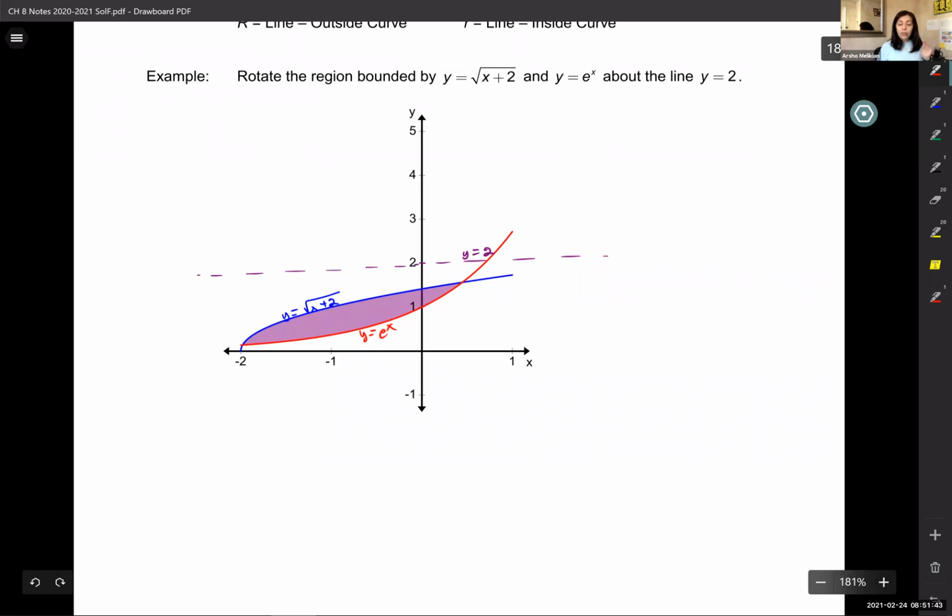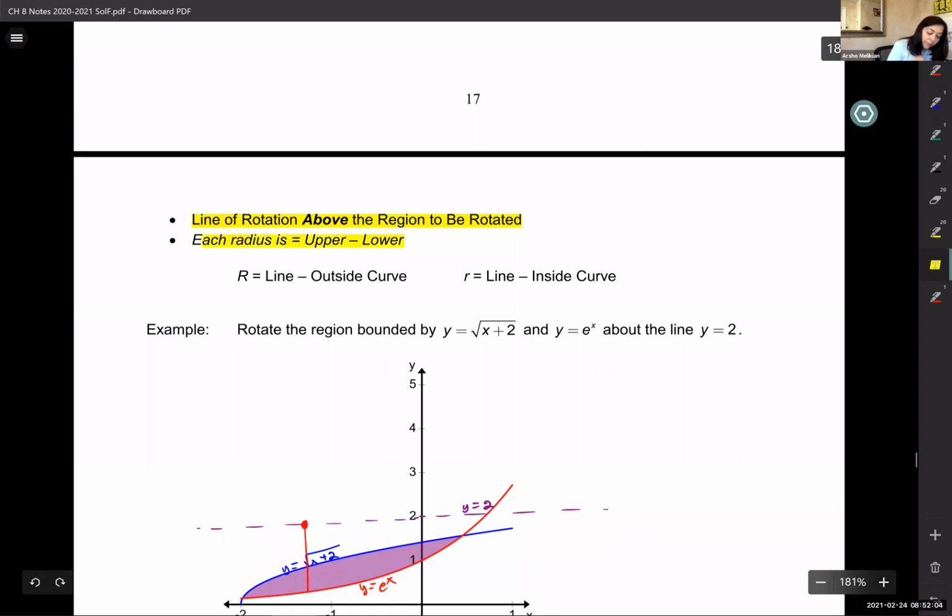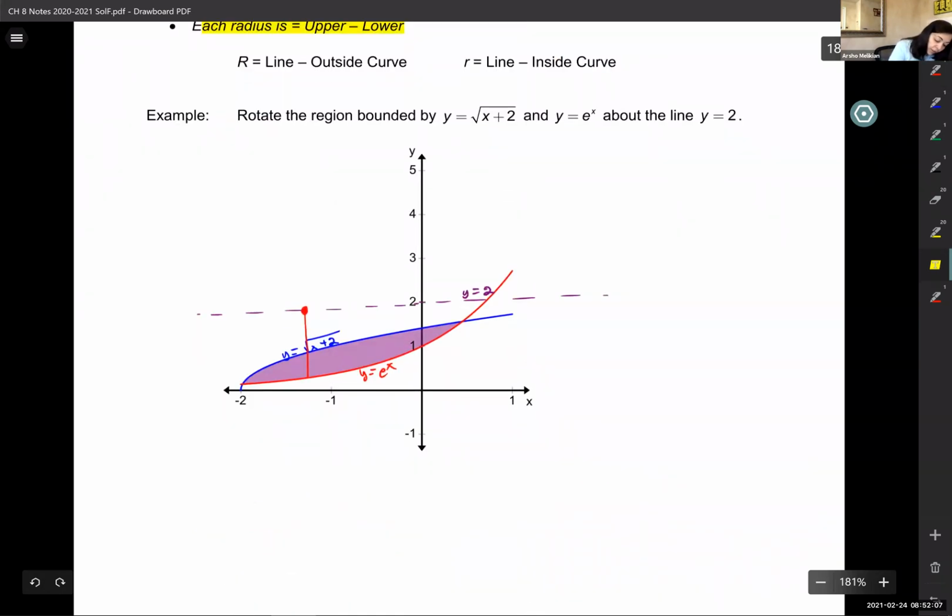What did we say about the radius? It goes from the axis around which it's being rotated, that's this line, out to the farthest curve. Where is the farthest curve? This one. And then it's always the same. I always do upper minus lower. So big R is the upper, y equals 2, minus the lower, e to the x. If you stay consistent with your language, the math just falls into place. Just stay consistent with the language.